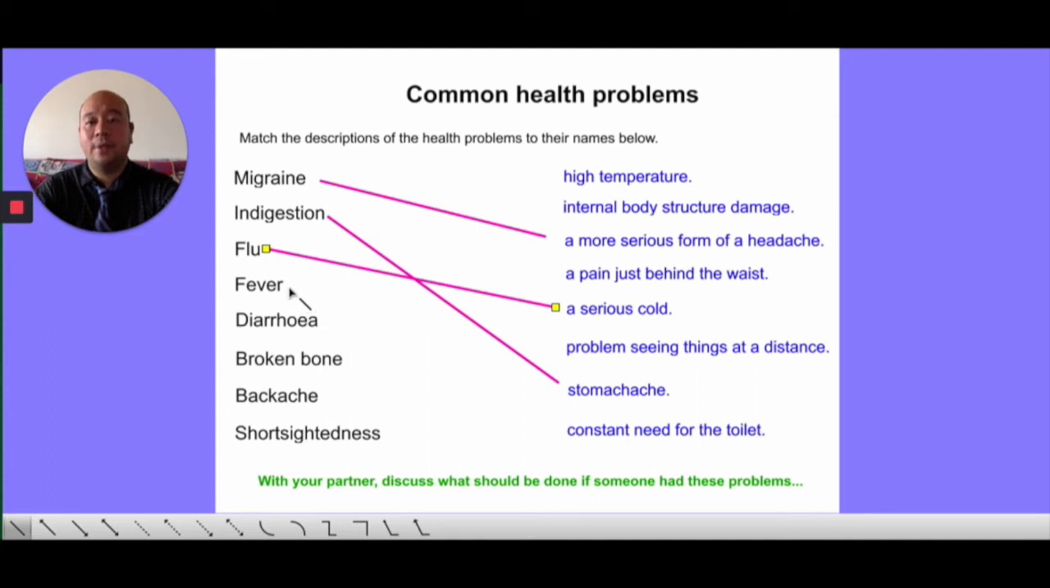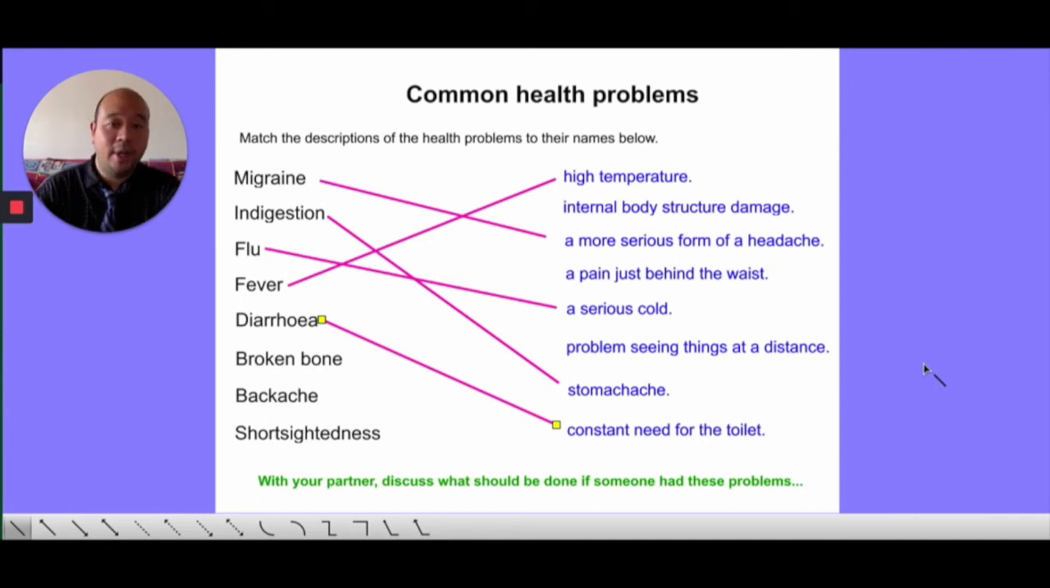Fever. What's a fever? If you have a fever, it means you have a high temperature. Your head and your body gets very hot. You feel very uncomfortable. Diarrhea. Diarrhea means you have the constant need to go to the toilet. So maybe just like a stomachache, you ate some food that was not very clean or was not very fresh, and after a while you feel some stomach problems and you need to run to the toilet constantly to feel better.